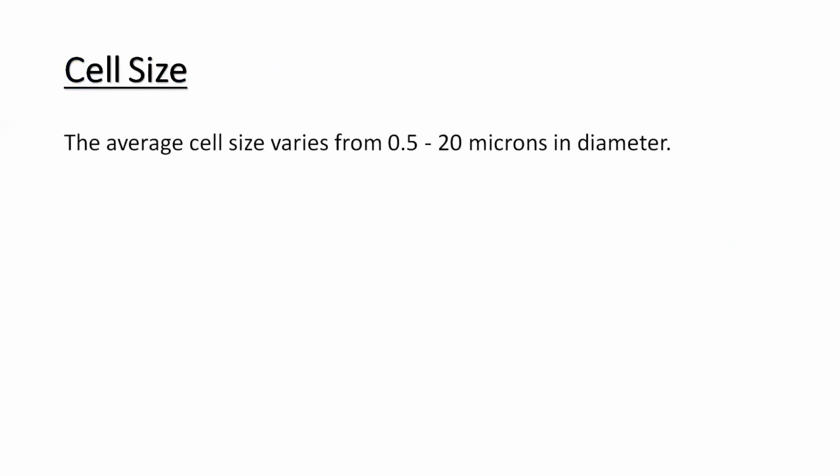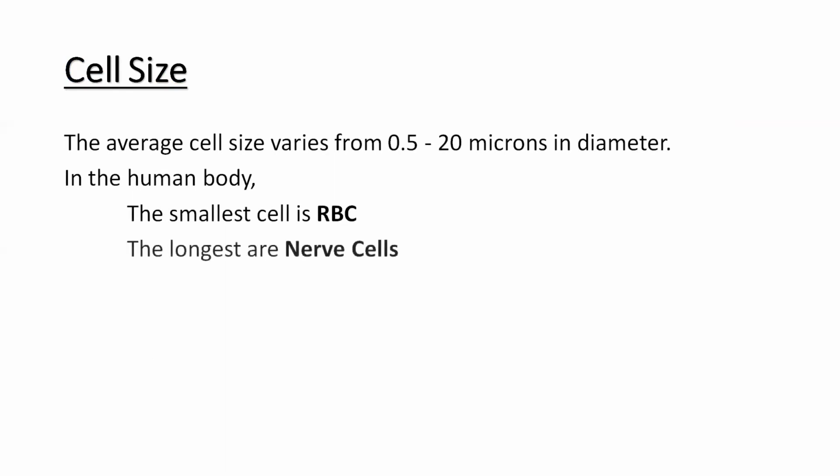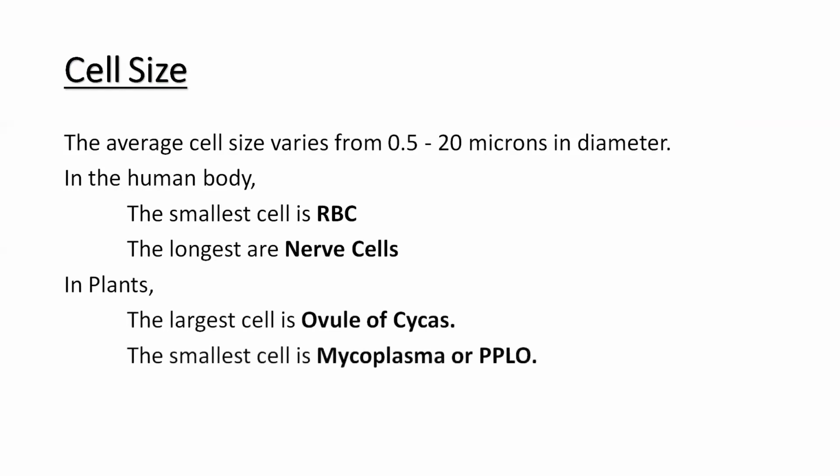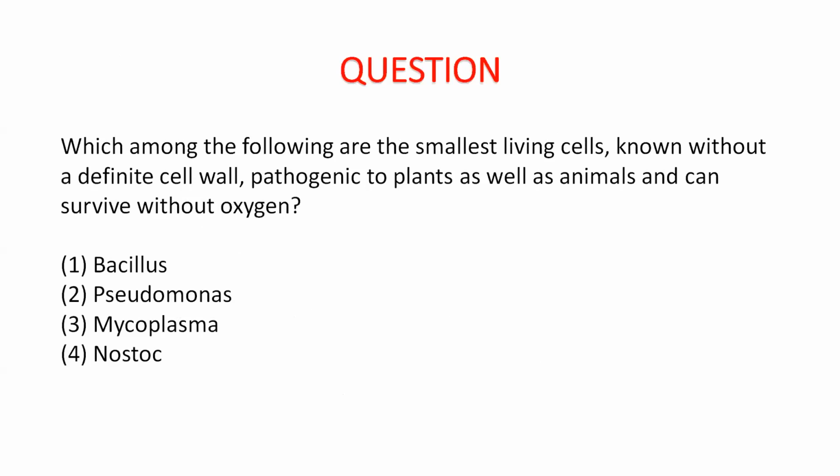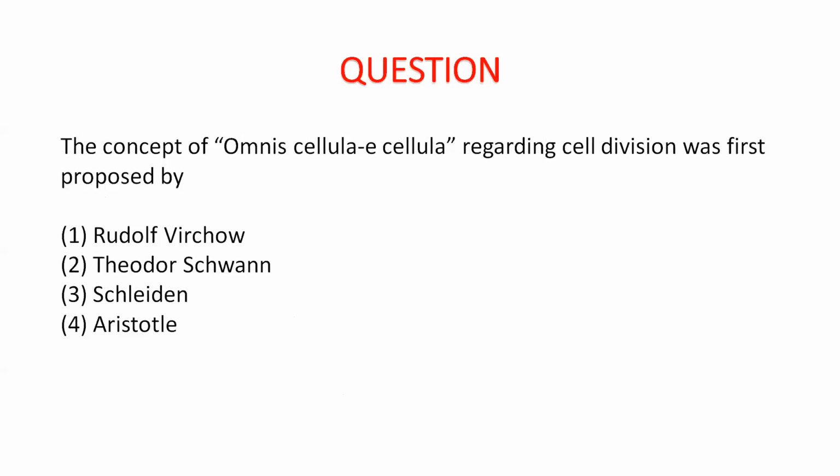Coming to the cell size, the cell size varies from 0.5 to 20 microns, and in the human body the smallest cell is the RBC, the longest cells are the nerve cells, and in plants the largest cell is the ovule of cycas, around 15 centimeters, and the smallest cell is the mycoplasma. And in animals the largest cell is the egg of ostrich. So just try to remember these names, because sometimes they may ask direct questions from these. We have discussed these questions, so let me skip them in the interest of time.